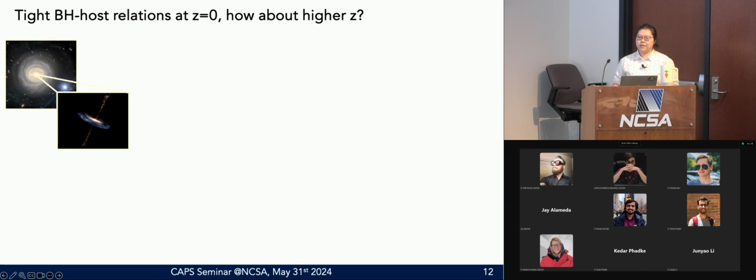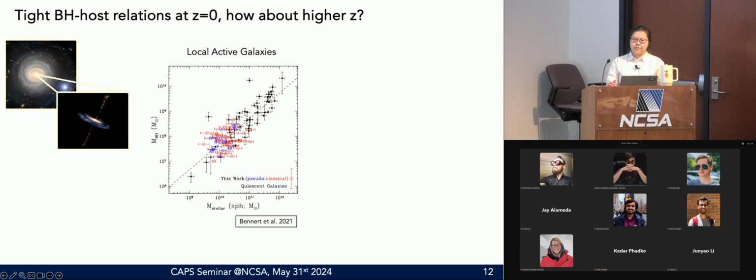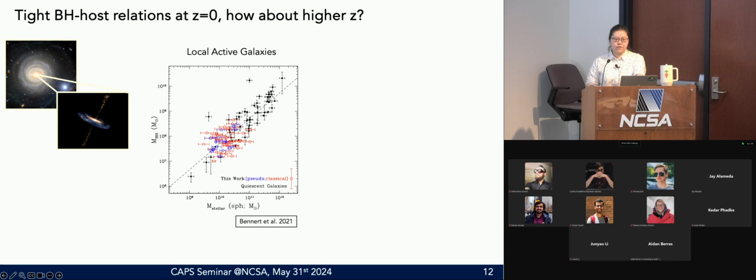So that's zooming in to the smaller scale. What happens with the black hole host relationship on the galaxy scale? There has been numerous work expanding on the early discovery in the 2000s of the local host galaxy and black hole correlation in local quiescent galaxies. And there's been extension of this work to local active galaxies and also spiral galaxies and other galaxies. And it seems like, for the most part, in the local universe, galaxy properties and black holes are tightly correlated.